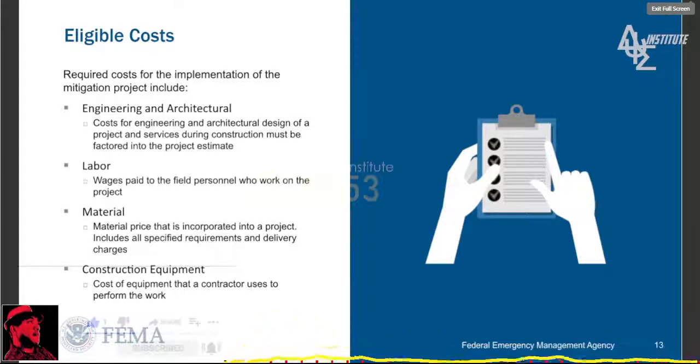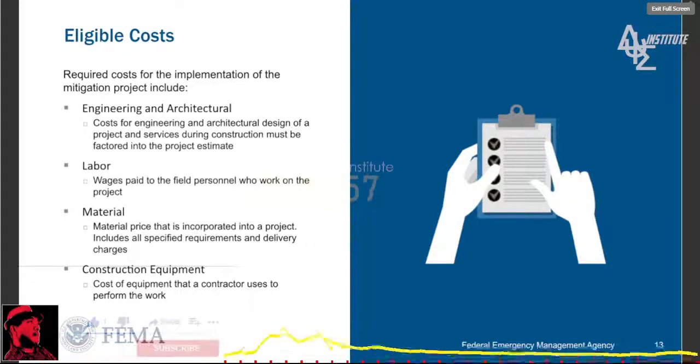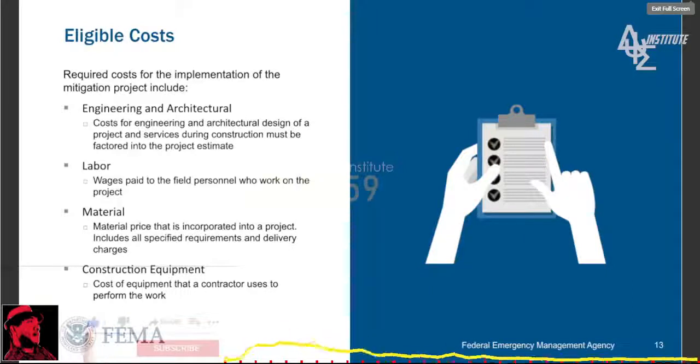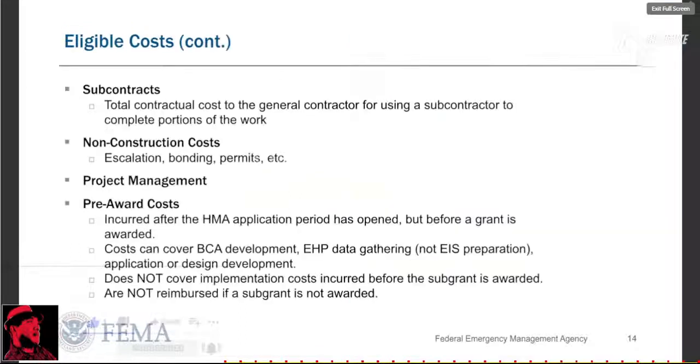This includes costs of any engineering, architectural design services during construction, labor for personnel who work on the project, materials and equipment, etc. Additional eligible costs include subcontracts, non-construction costs, escalation, bonding and permits, project management, and pre-award costs. A few words on pre-award costs.